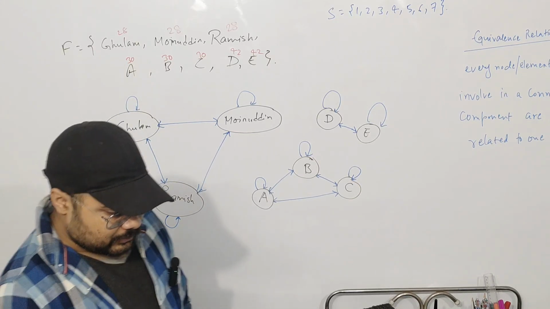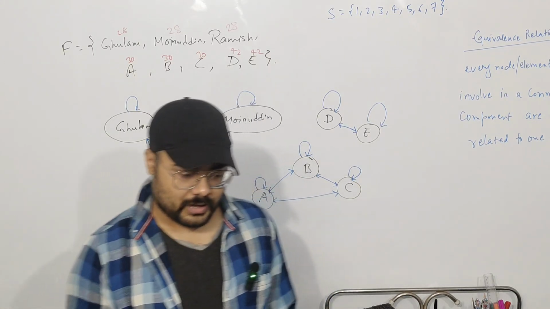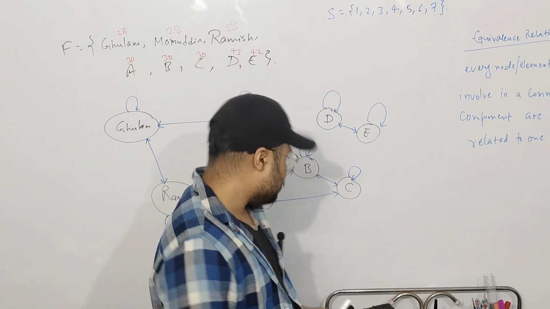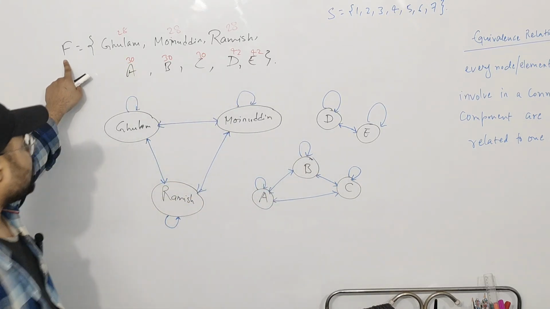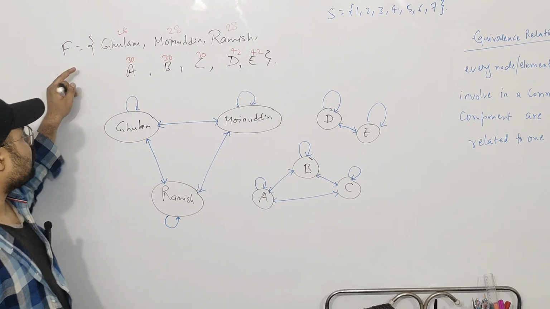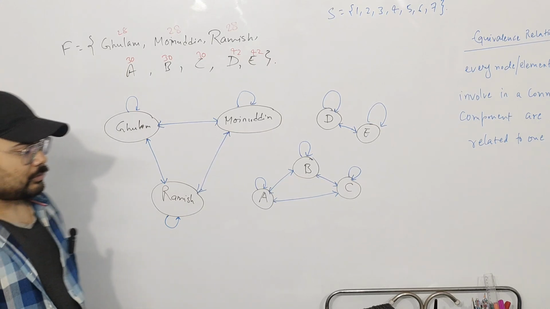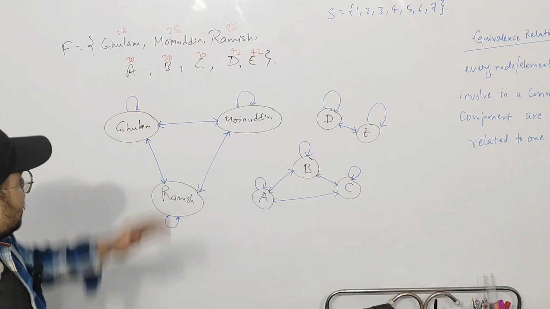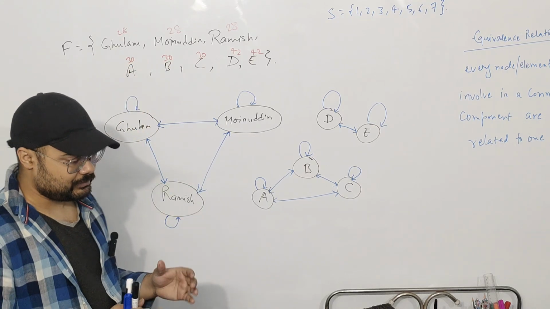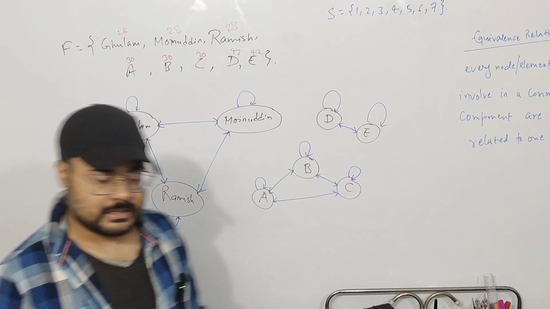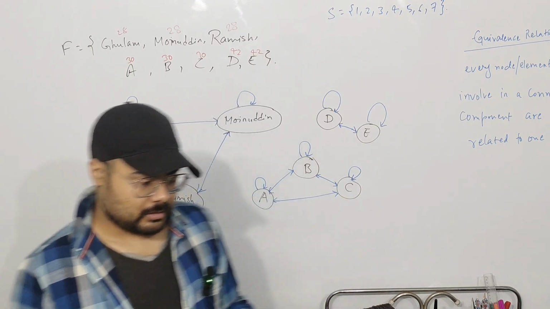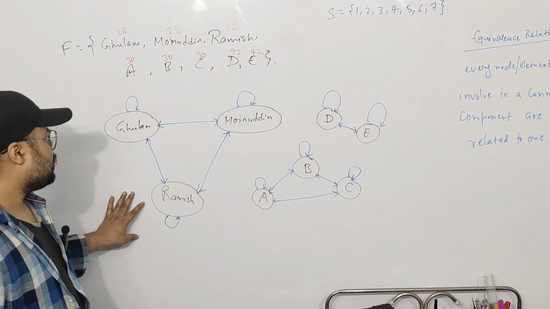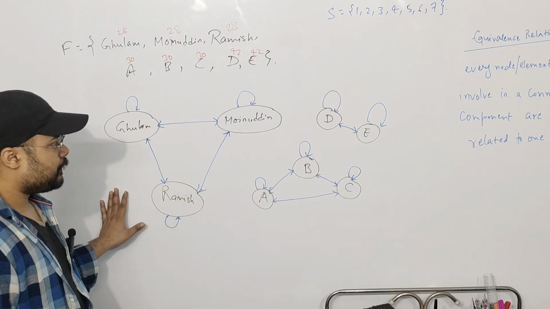So you can say that when you define an equivalence relation on a set, so this is your set F, the elements of the set are basically partitioned, such that in every partition the elements are equivalent to one another.